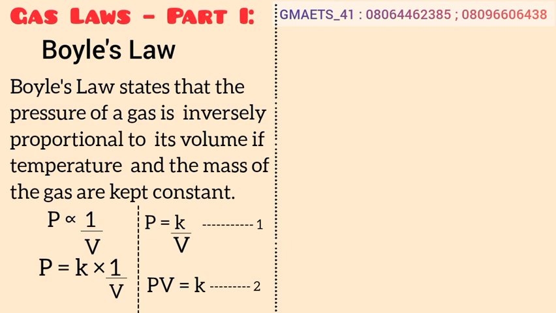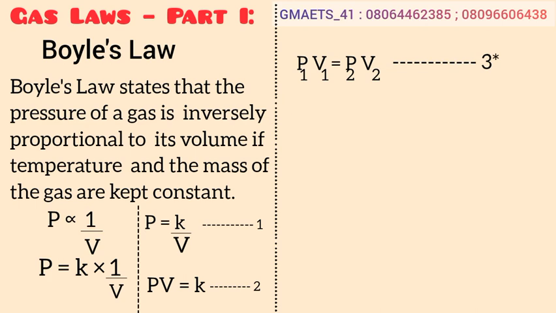Now, in our discussion of Boyle's Law, we are going to restrict ourselves to 2 states: the initial state of the gas and the final state of the gas. For the initial state of the gas, we are going to be using subscript 1, and for the final state of the gas, we are going to be using subscript 2. Therefore, from equation 2, if pressure times volume is equal to a constant, we can now write P1 times V1 equal to P2 times V2.